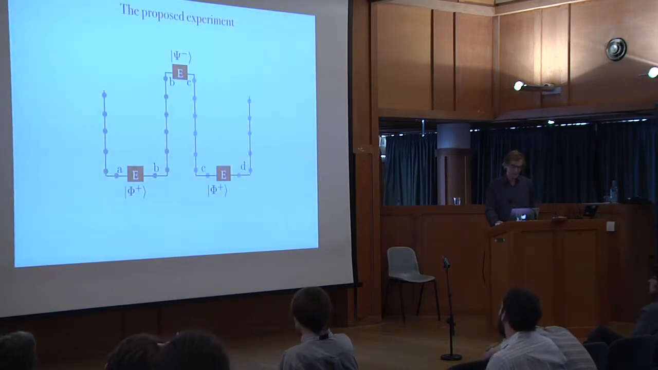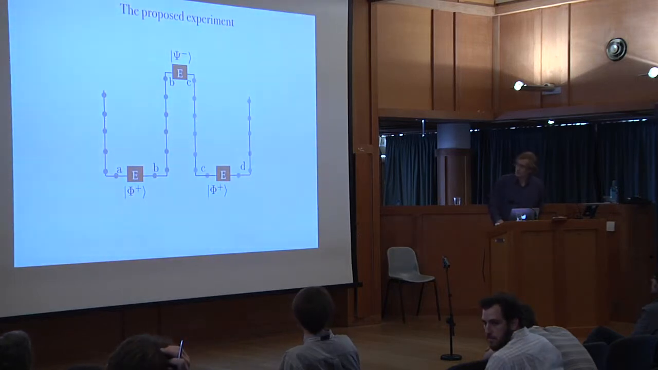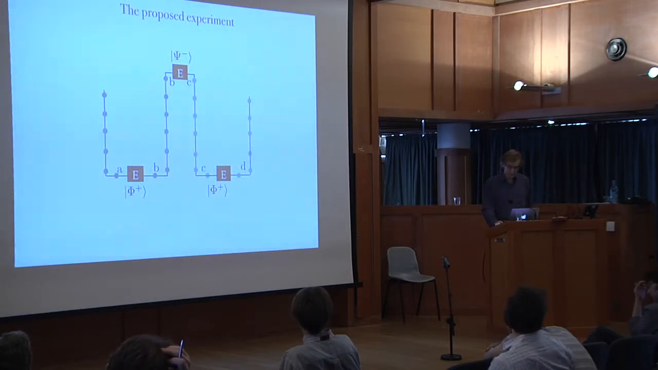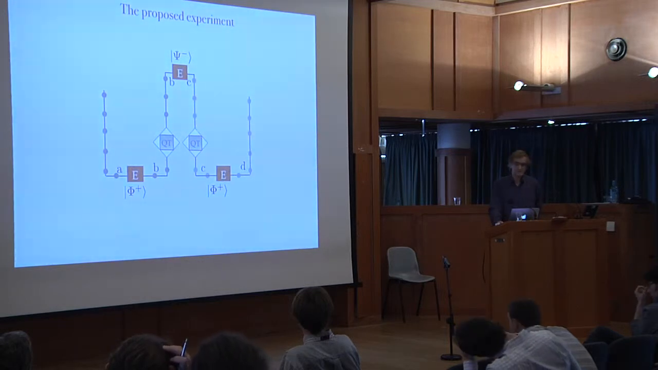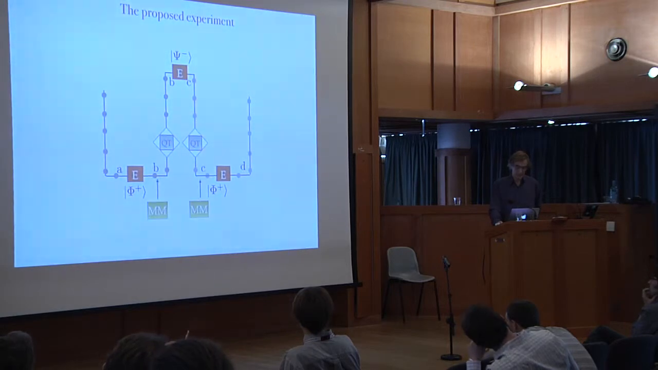So the proposed experiment looks like this. I'm going to switch: instead of doing the quantum tomography on A and D, we do the quantum tomography on B and C to see what state they were in, since we suspect that they were steered into the same state. We only need a maximally mixed state for the experiment.